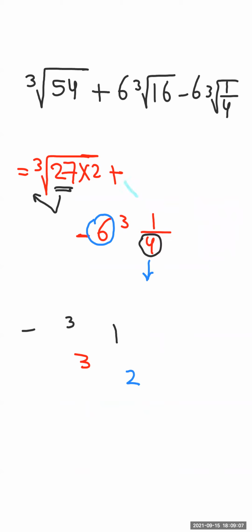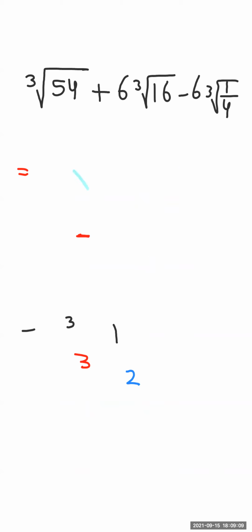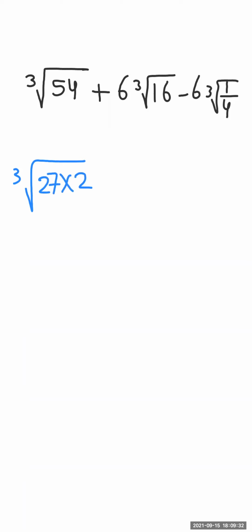So concentrate well. The first two terms are very easy, okay? Here, as I said, we have to factorize this number into two numbers. One of them is a perfect cube, so there is a cubic root for that number. So 54 is the cubic root of 27 times 2. Why 27 times 2? Because 27 is a perfect cube. It has a cubic root.